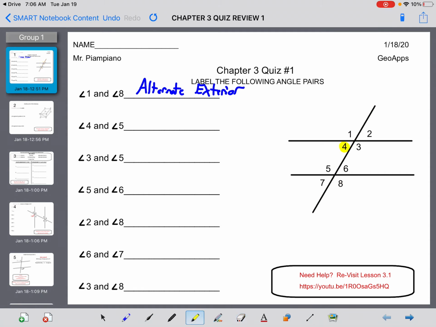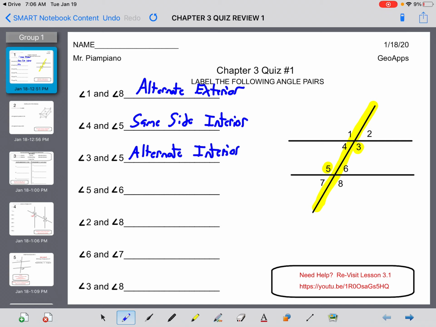Then you have angle 4 and angle 5. These are on the interior, and they're actually on the same side of the transversal. So this is same side interior. And we have angle 3 and angle 5, which again are on the interior, but they're on alternate sides. So these are alternate interior.